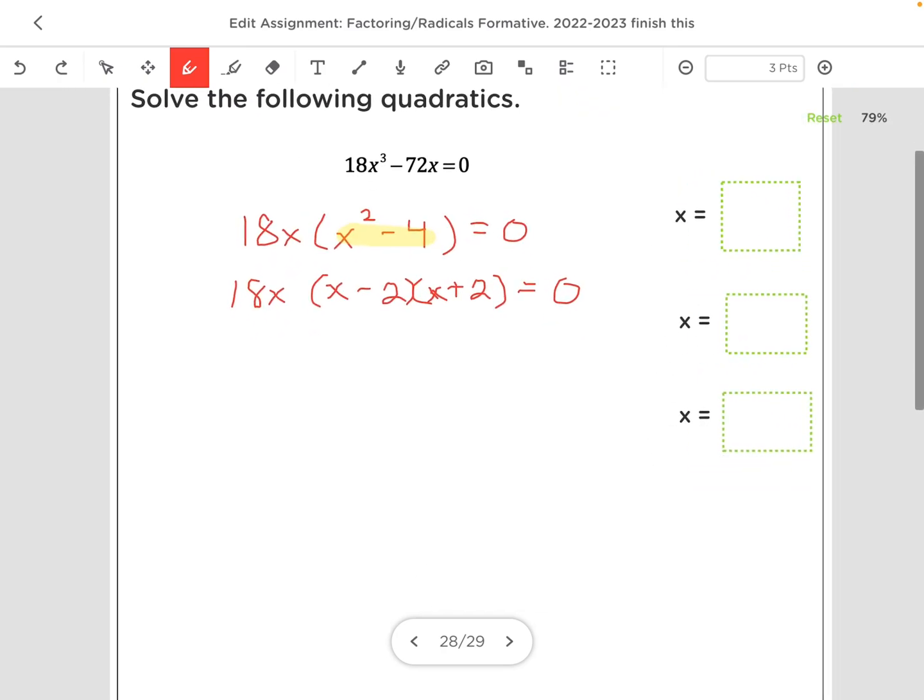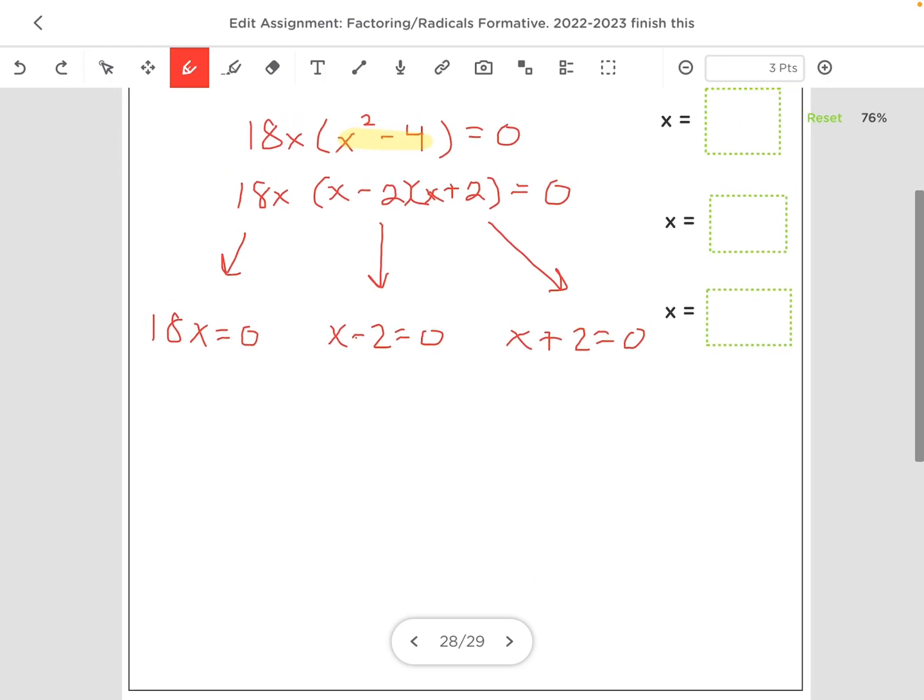So now I'm going to use the zero product property, but notice I have 3 boxes because I have 3 equations. I'm going to set that equal to 0. I'm going to set x minus 2 equal to 0, and x plus 2 equal to 0. So I get 18x equals 0, x minus 2 equals 0, and x plus 2 equals 0. And I have to solve all 3 of those.